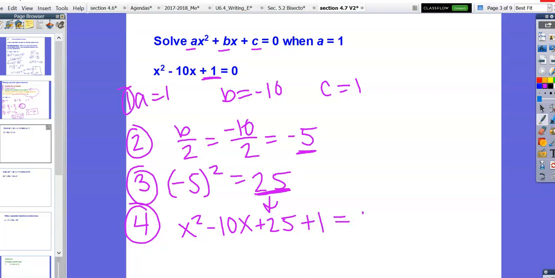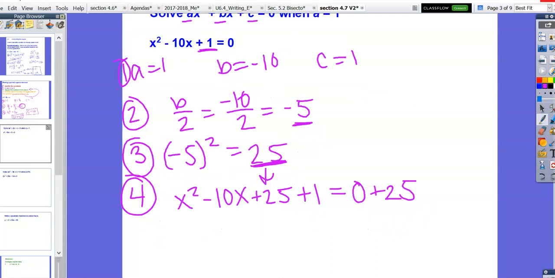and then equals 0, but because we added 25 to the left, we also have to add 25 to the right. And now we have set up an equation so that we can solve this. So don't do anything with the left-hand side just yet. I would say simplify the right side.